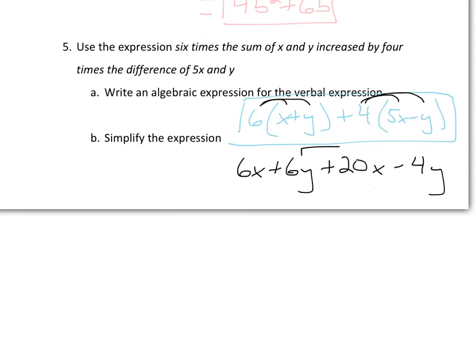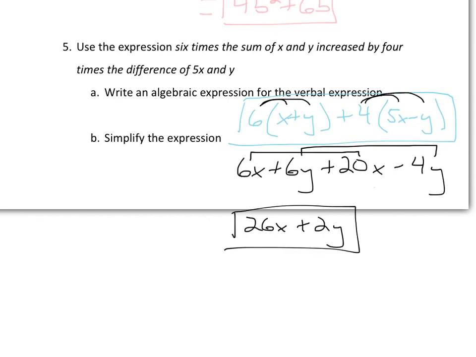Well, I see some like terms right here. The 6y and the negative 4y, and the 6x and the 20x. So we're going to combine those like terms, and we'll have 6x plus 20x is 26x, and 6y minus 4y is plus 2y. So our final answer is 26x plus 2y. And that gets us through section 1.4.